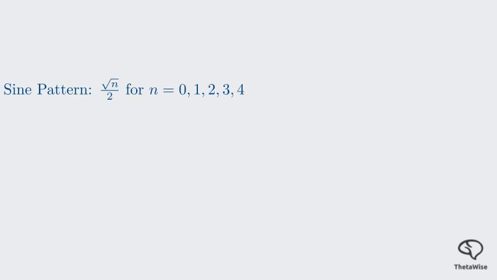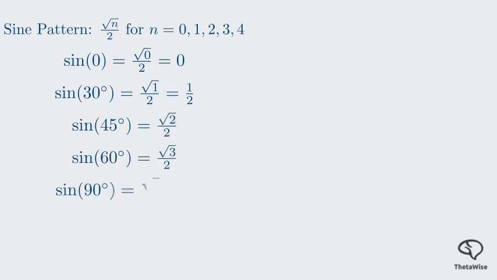A very helpful pattern is a quick way to remember the sine values. The square root of n, all over 2, where n is the number in the sequence 0, 1, 2, 3, 4. So for sine of 0 degrees, n is 0, giving 0. For sine of 30, n is 1, giving 1/2. For sine of 45, n is 2, giving root 2 over 2. For sine of 60, n is 3, giving root 3 over 2. And for sine of 90, n is 4, giving 2 over 2, which is 1. The cosine values are the exact reverse of the sine values, and the tangent is simply sine divided by cosine. This makes it easy to reconstruct the table whenever you need to.